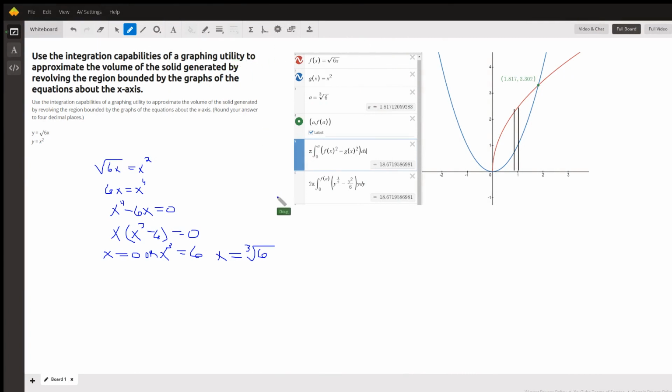Okay, here's how to solve this problem in Desmos. F of x is this red graph right here, the square root of 6x. G of x is this blue graph, the parabola, y equals x squared.